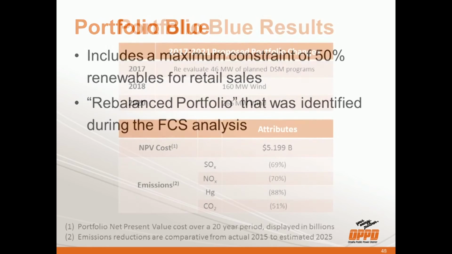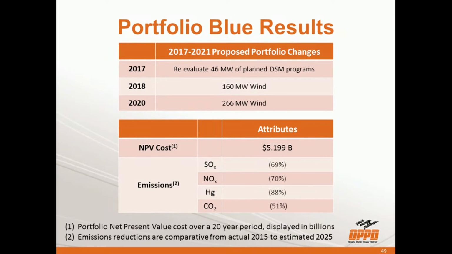There are a handful of suggested changes in the near term from 2017 to 2021 associated with portfolio blue. The first one, itemized in 2017, is that we reevaluate 46 megawatts of our planned DSM programs. We have a board resolution that identifies our demand side management program at 300 megawatts. When we went through the optimization process within the modeling, the model identified 46 megawatts as uneconomic. That said, you should probably go back and take another look at those 46 megawatts.